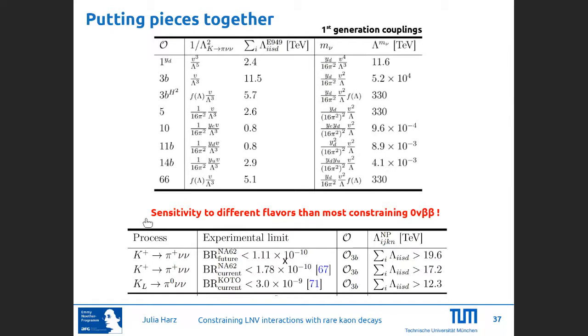And again, to stress, even though, of course, we cannot ensure that we have lepton-number violation, we can set limits on it, and we can even set limits on different flavors than the most constraining neutrinoless double beta decay. And you see here our projections for NA62 and KOTO, so it can go up to almost 20 TeV.